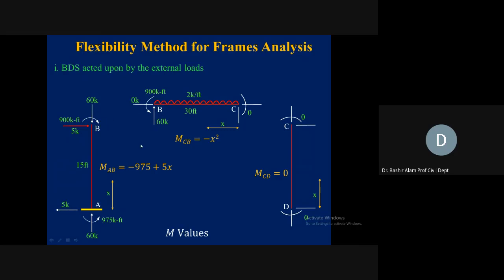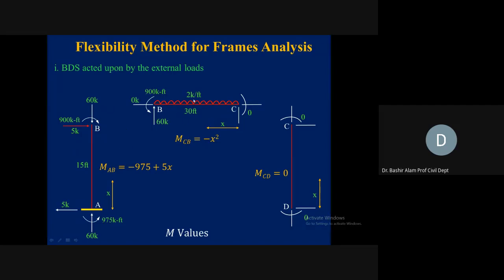Now joint B should be in equilibrium. So 60 we have downward, so 60 we should be having in the upward direction. The 5 kip was an externally applied load, so internally, if you see, we have 0. So 0 will be transferred here. Horizontally, it is in equilibrium. Then moment, it is clockwise 900 kip feet. So 900 counterclockwise, joint B is in equilibrium internally.